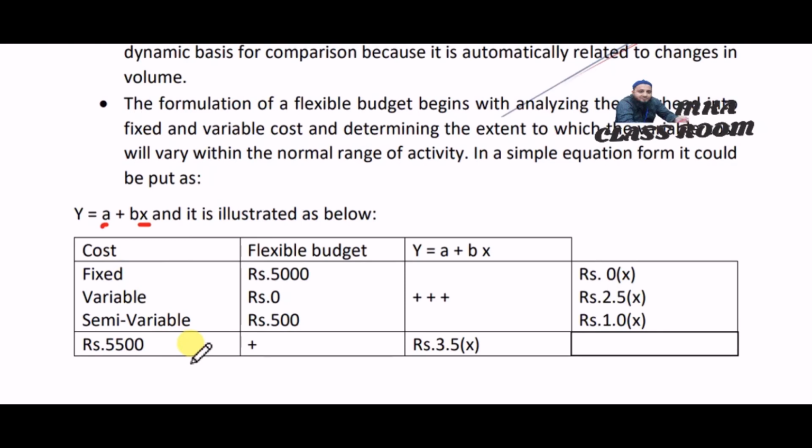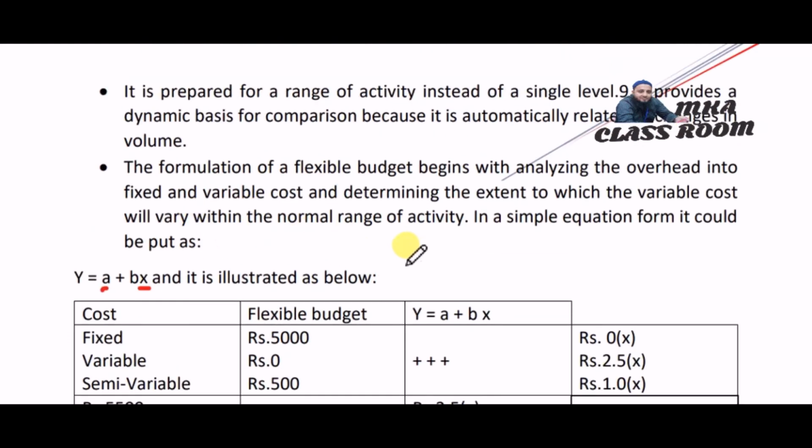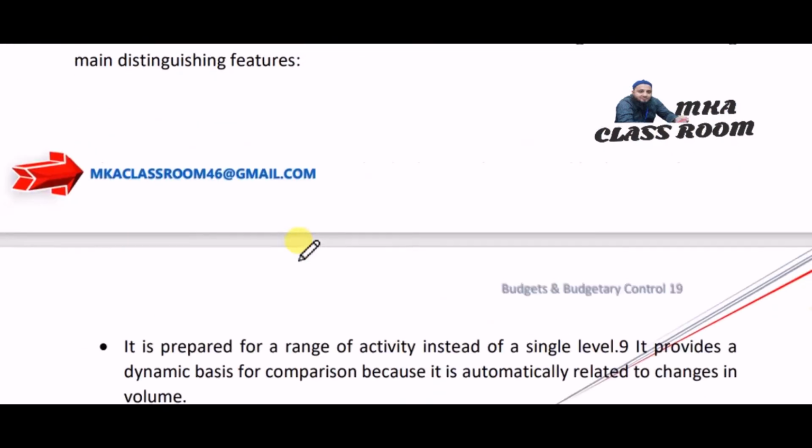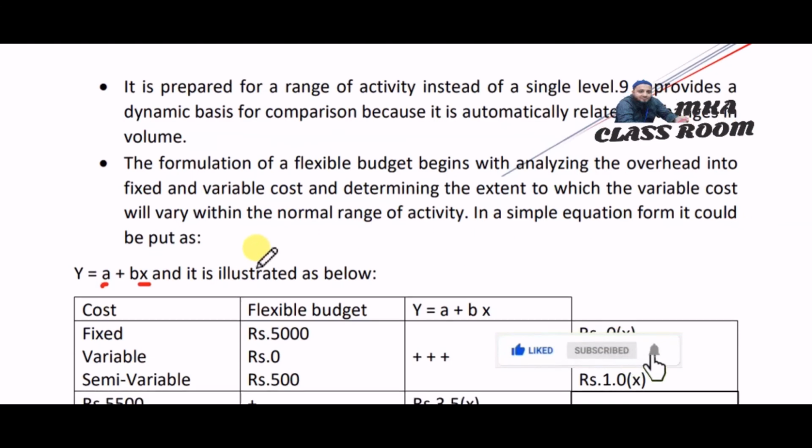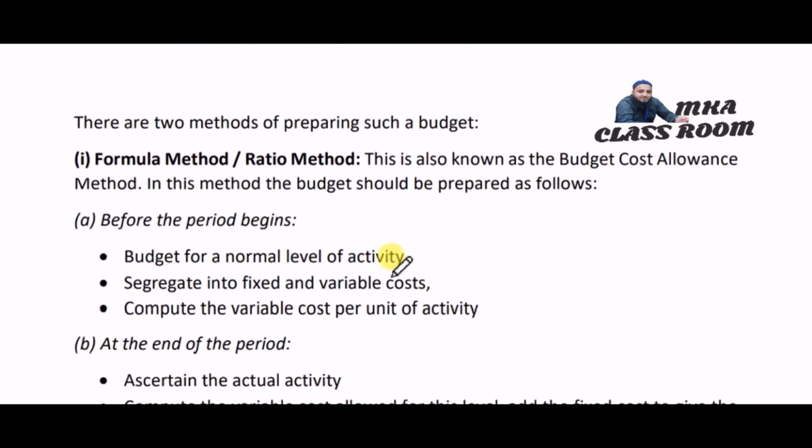In this way we can see the flexible budget. The formula of a flexible budget begins with analyzing the overhead into fixed and variable cost and determining the extent to which the variable cost will vary within the normal range of activity. A sample equation could be in this way. There are two methods of preparing such a budget: formula method or ratio method. This is known as the budget cost allowance method.